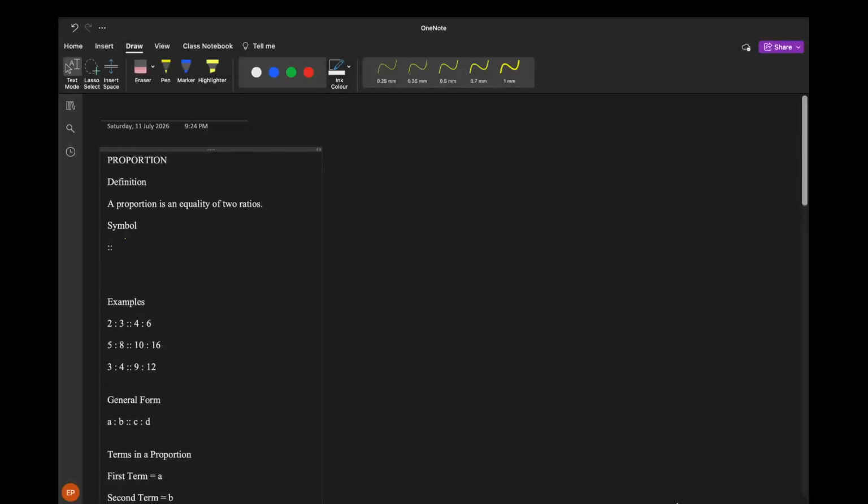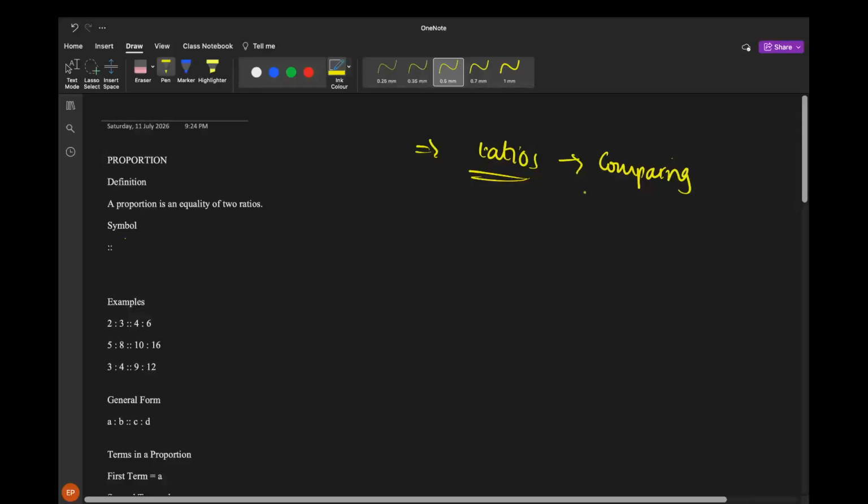Hello everyone. In this video we'll see proportion. The definition is: a proportion is an equality of two ratios. In the previous video, we learned ratios, right? Basically, what is a ratio? A ratio is comparing two quantities. We are just comparing two quantities, just like here we are writing two equal ratios. That's it. A proportion is an equality of two ratios.